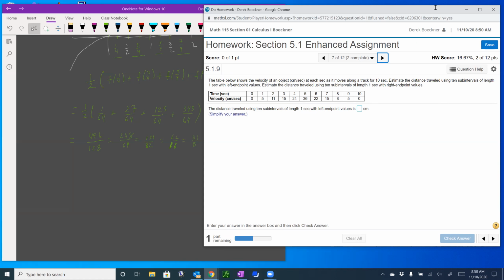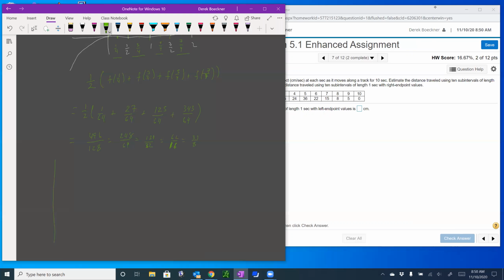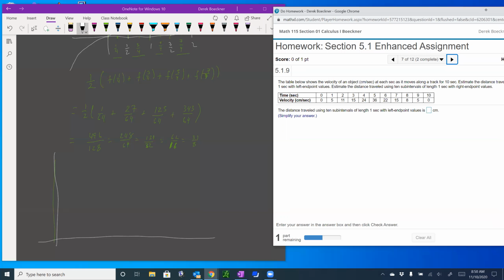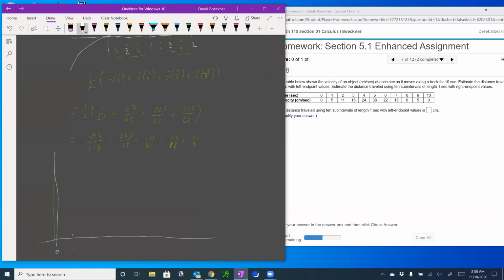So if I would have plotted this thing out in a graph, this table has values at 0, 1, 2, 3, 4, 5, 6, 7, 8, 9, 10. And it says at 0, it's at 0. So I'm going to draw a dot there. At 1, it's at 5. At 2, it's at 11. 5 is probably too high if I put it there.